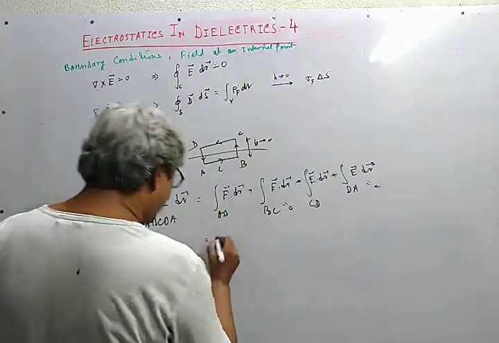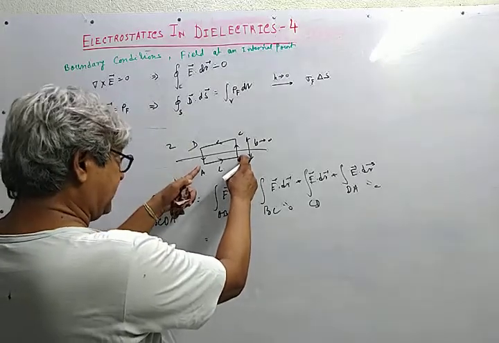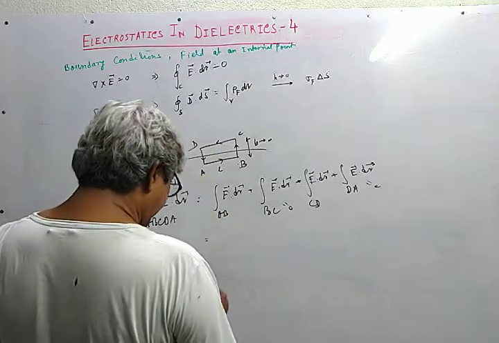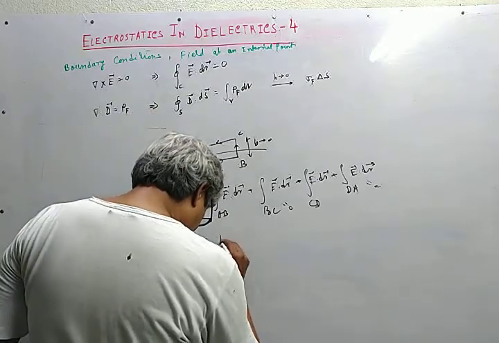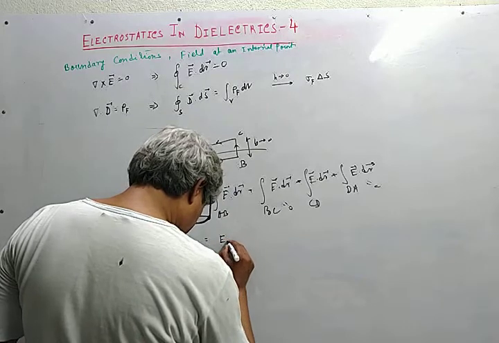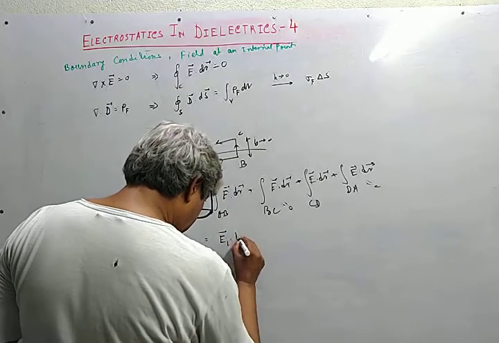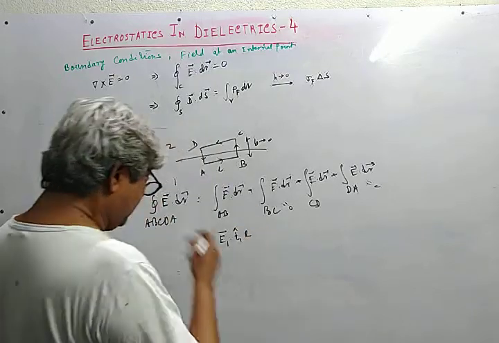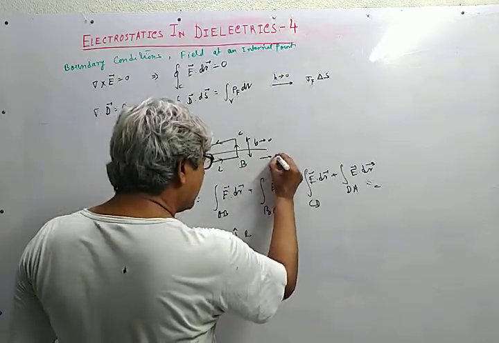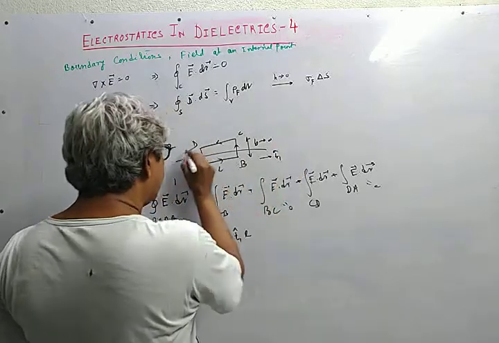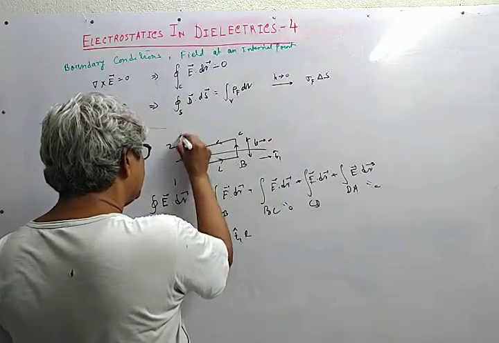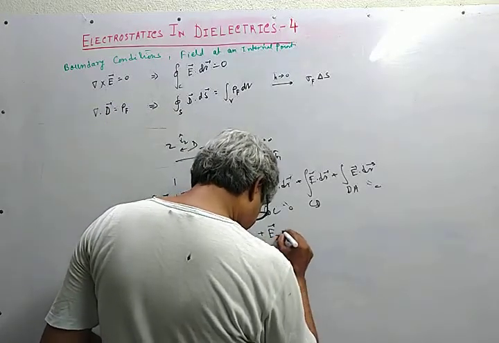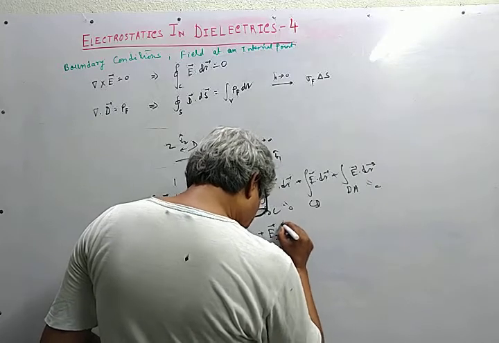So if this contour is an elementary contour, the field remains almost constant over this. So we write E1 dot T1 times L. The unit tangent vector here is T1, and the unit vector on the other side is T2. And similarly, this is plus E2 dot T2 times L.